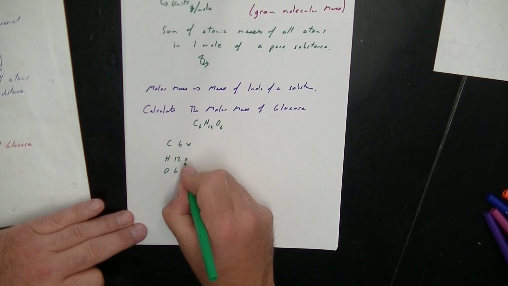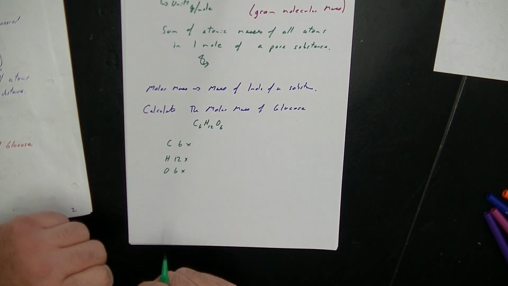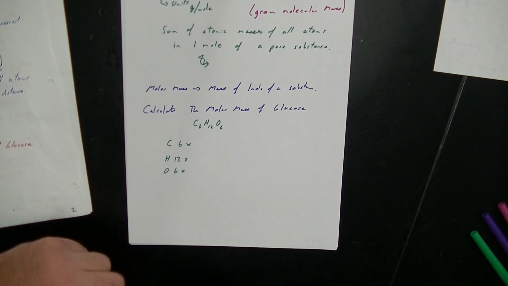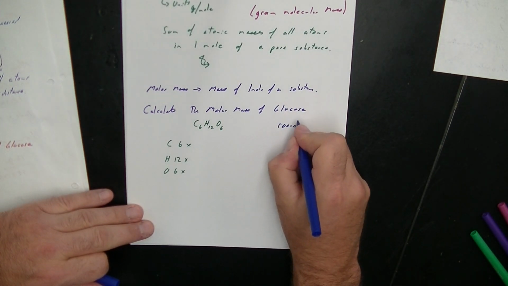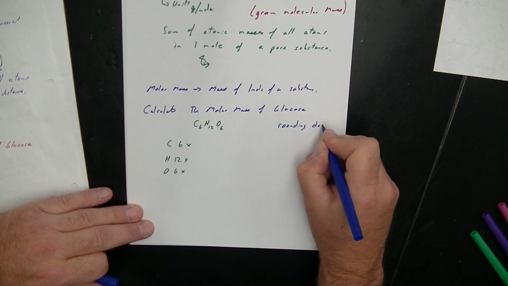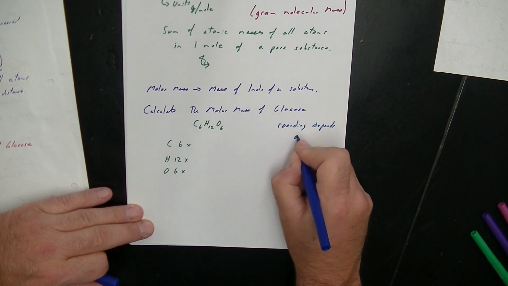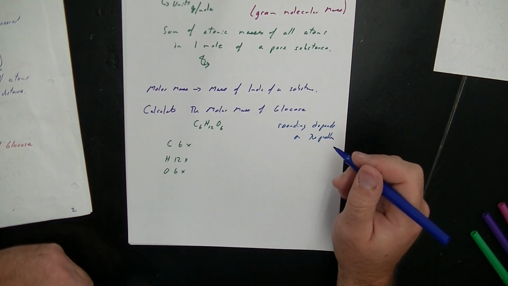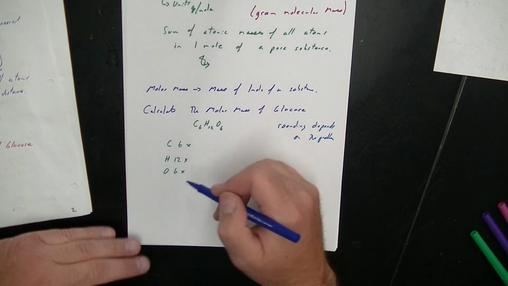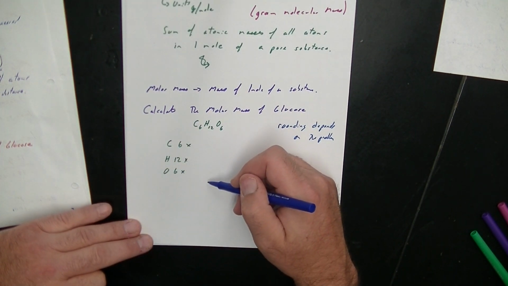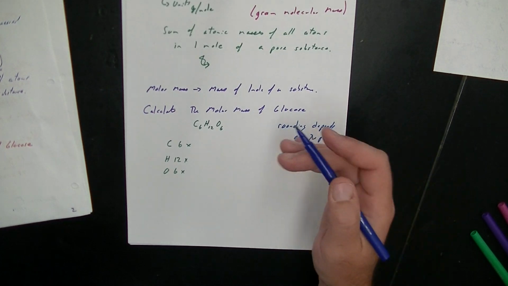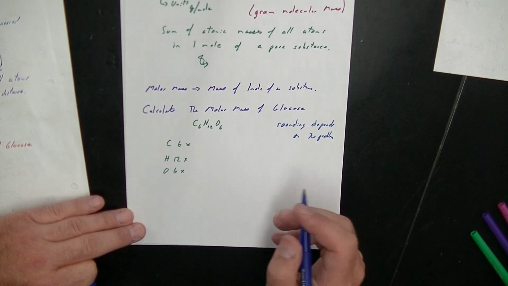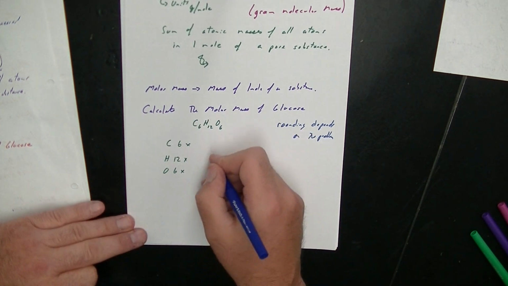Now, rounding depends on the problem that you're dealing with. If you're working with numbers to the tenth place, you want to round your molar masses to the tenth place. If it's to the ones place, you can round them to the ones place. So you just have to look at what you're doing in the problem. Let's just do it to the whole number.